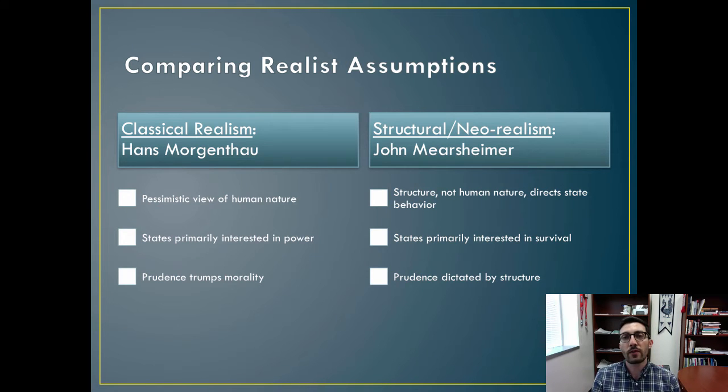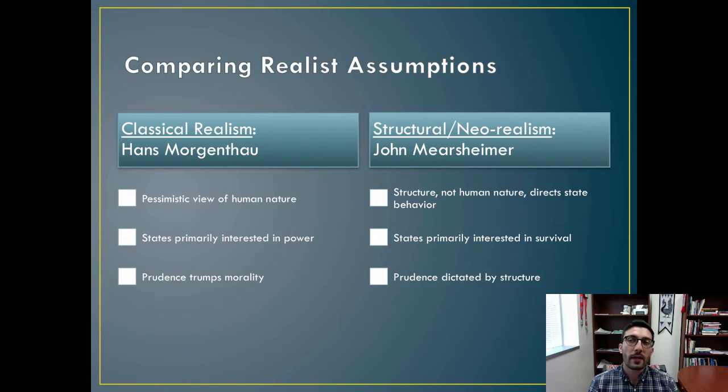This contrasts with a more recent variant of realism called structural or neo-realism. Neo for new and structural because, as you can see from the first point, structural realists pay a great deal of attention to and emphasize heavily the structure of the international system and how that is actually what's really important in driving state behavior. So again, the first point here is that the structure of the international system, not human nature, is what impacts and directs state behavior. And so what do we mean by structure?